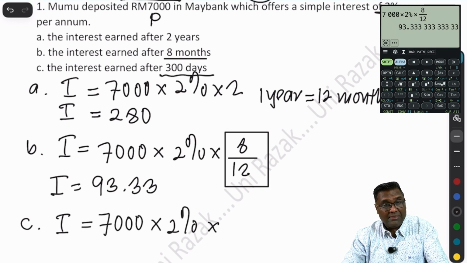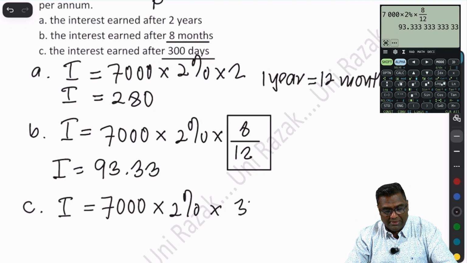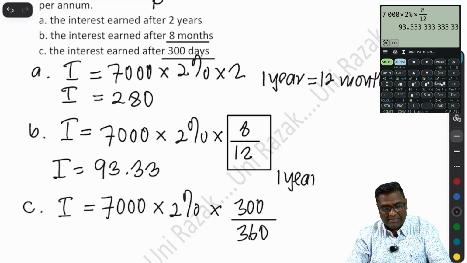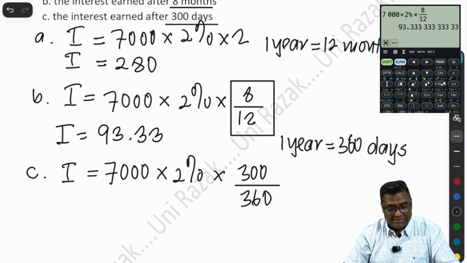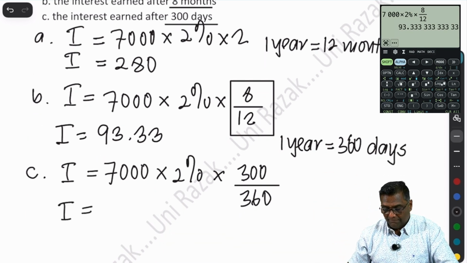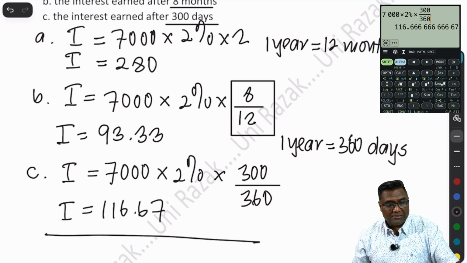Now if you check, it is 300 days, not years, right? So if it is days, this is where I bring in the banker's rule. 1 year is 360 days, not 365. Please take note of this. 365 is out of the brain for business maths. 360. So I press the calculator. I change this to become 300 over 360, which gives me 116.67 in the sense of interest.